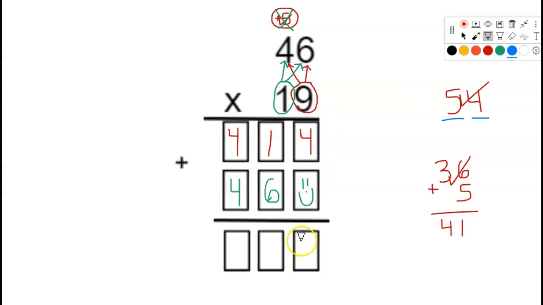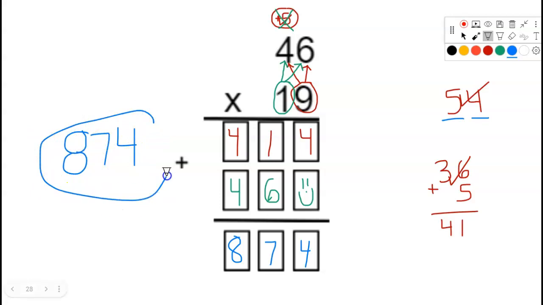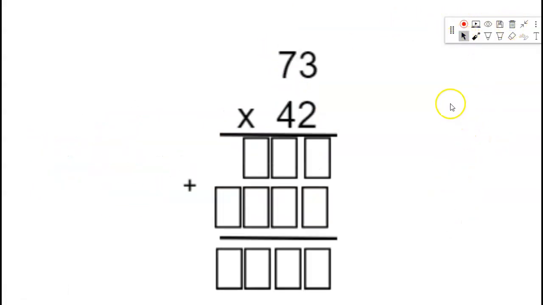4 plus happy face is just 4. 1 plus 6 is 7. And then 4 plus 4 is 8. So the final answer to this one is 874. There we go. Next up, 73 times 42.